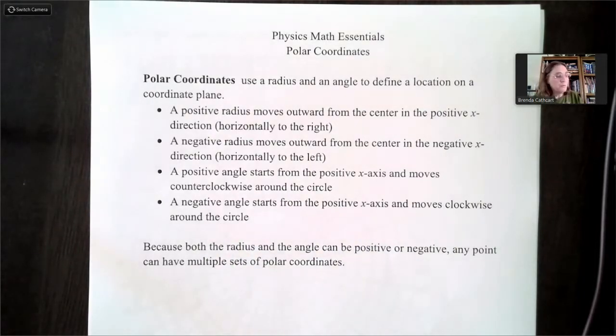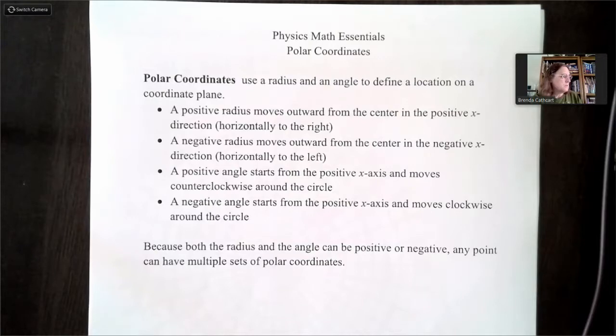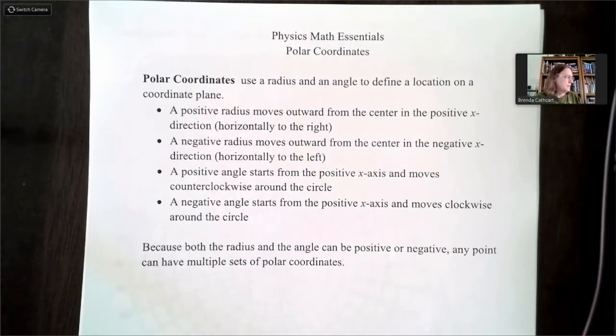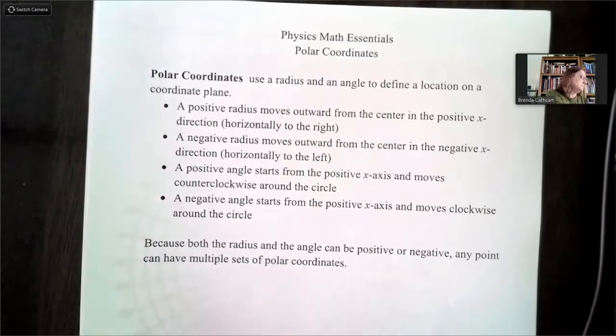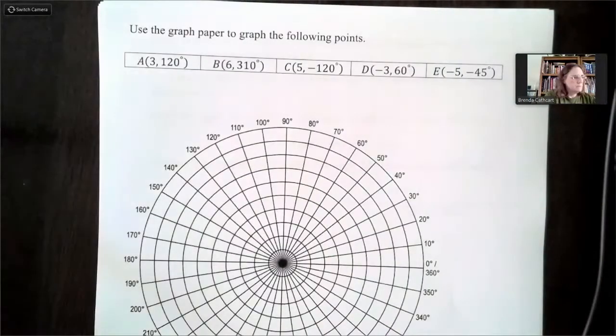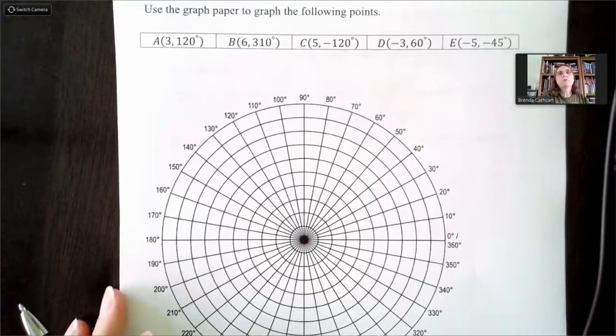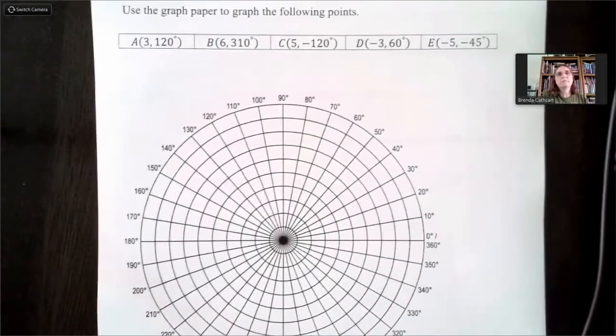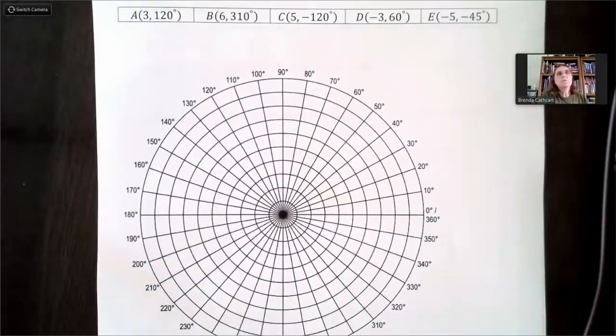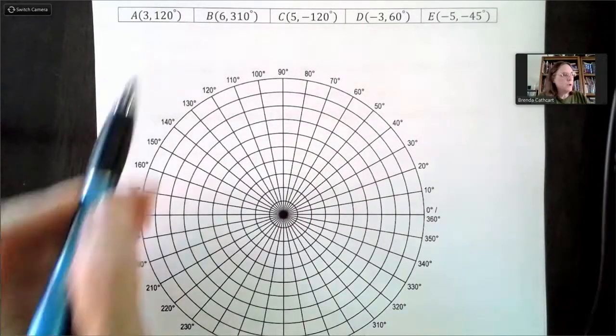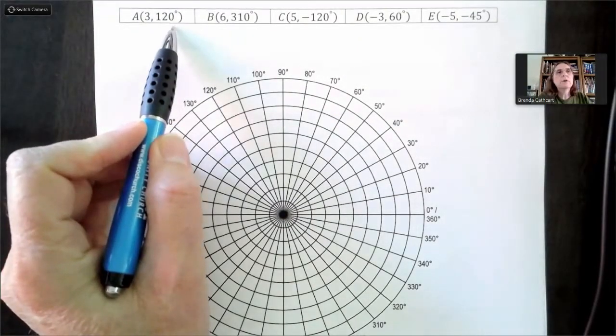Now, because both the radius and the angle can be either positive or negative, any point can have multiple sets of polar coordinates. So what we're going to do is use some graph paper and graph the following points. The first point that we're going to graph is the ordered pair 3, 120 degrees.